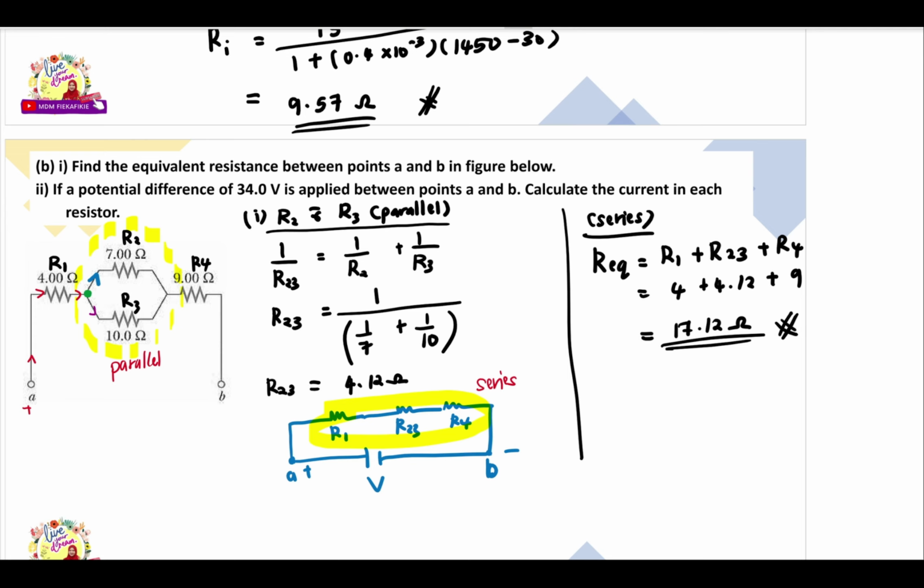And then B2. The question states that a potential difference of 34 volt is applied between points A and B. Calculate the current in each resistor. So we want to calculate the current in each resistor, if VAB is equal to 34 volt. In the circuit I drew in blue, we know there will be current flowing out like this. The current through R1 is the same as the current through R23, which is the same as the current through R4, because they are in series, not parallel.